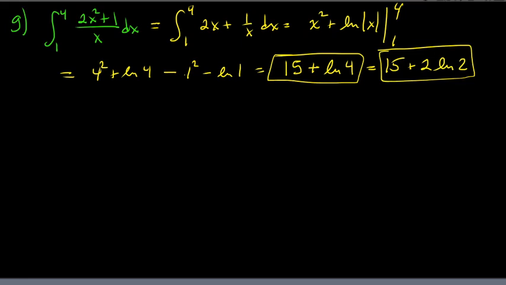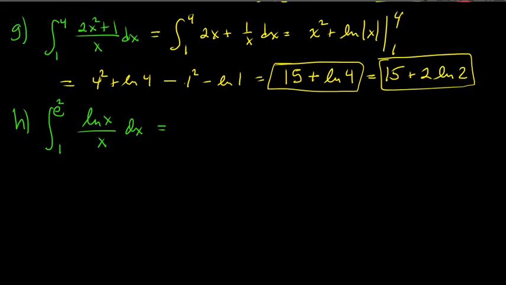And then h is also very quick and easy. At least I hope so. The integral from 1 to e squared, that's a weird number, but you'll see it works out pretty nice, of log x over x. Okay. So there's no quotient rule. And even if there was, we don't know the integral of log x. Well, at least you probably don't. Some of you might. But again, there's no quotient rule, right?